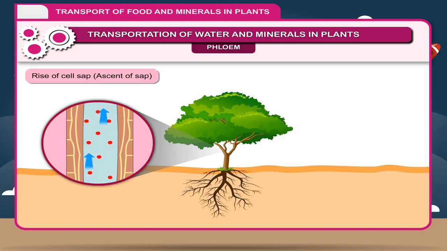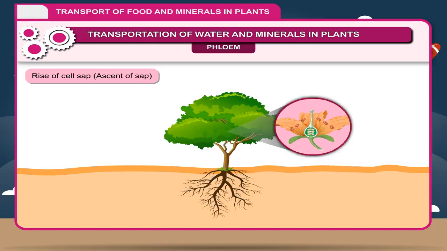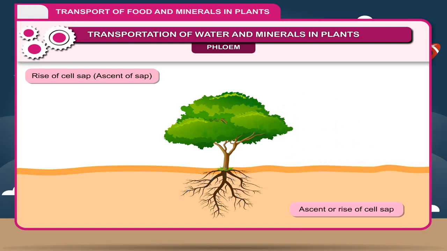The water and mineral solution that is absorbed by the roots and are conducted upwards to the stems, leaves, flowers and other parts of the plant is called ascent or rise of cell sap.